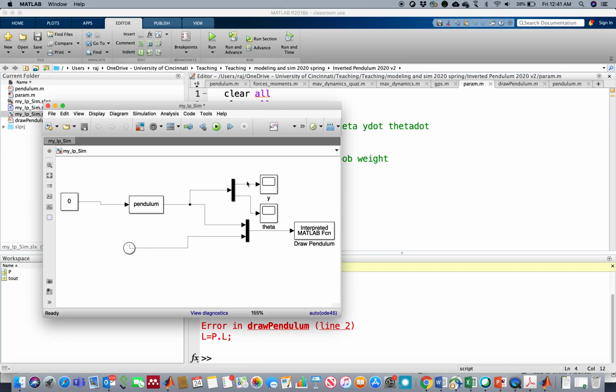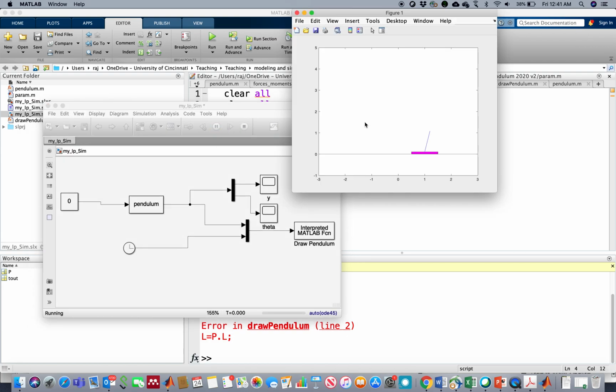So to investigate that, I have added two scopes here, one for y and one for theta. We can see their plots. Let's run it and see how things look. You will see that's the initial condition. It goes here, comes back to the same position, again and again. So it's not unstable, and because the pendulum moves, torque is exerted on the cart also. The cart position y also changes in this direction.